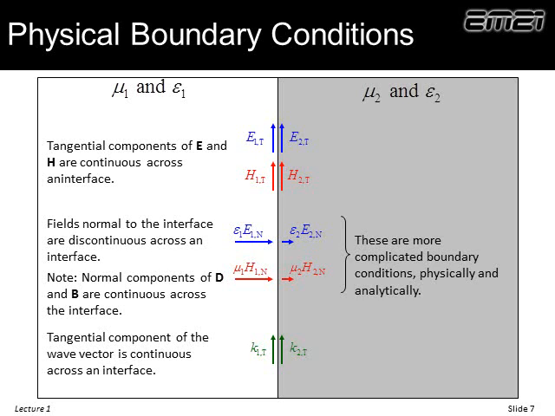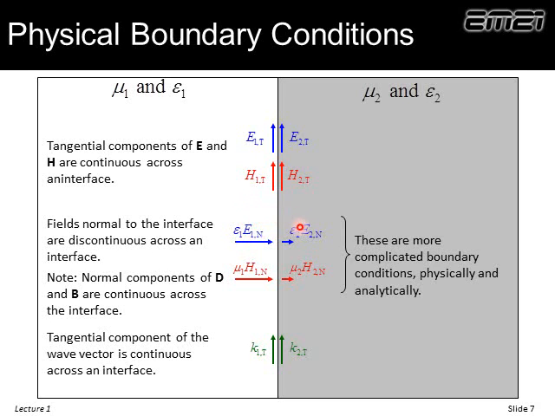Well, here are the physical boundary conditions, and there's a lot more than what I've summarized here, but the main ones we'll use this semester is that the tangential component of the electric field E is continuous across the interface. Likewise, the tangential component of the magnetic field H is continuous across the interface. However, with E and H, their normal components are not continuous across the interface. But what is continuous is the product of the permittivity and the normal component of E.